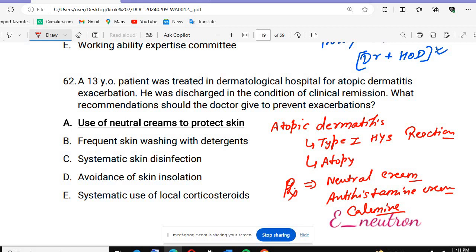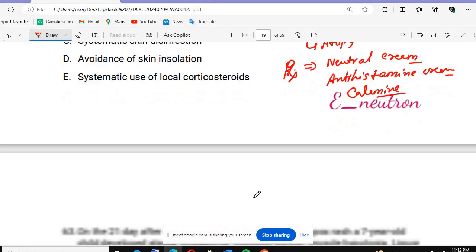The other options, you can say frequent skin washings with the detergents, that we can do in the case of rabies. Then systemic skin disinfections, avoidance of skin isolation, and systemic use of local corticosteroids. There is no need to use these in these conditions. To prevent any further exacerbations, we need to give neutral creams, or we can put some oils that can help to prevent any further complication or exacerbations in the patients having atopic dermatitis. Okay, that is the thing.